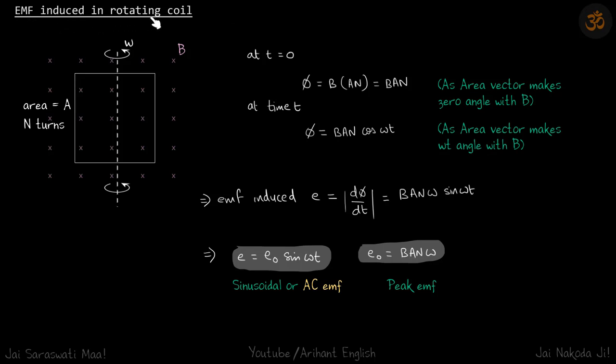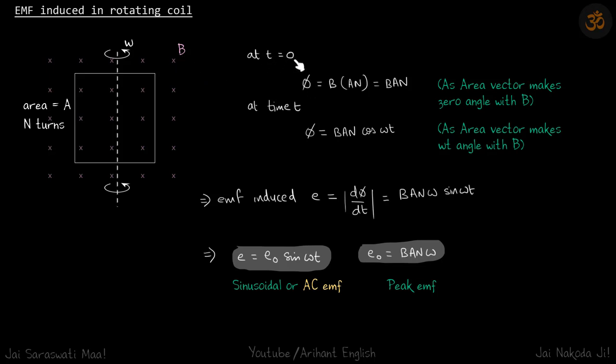EMF induced in a rotating coil. So this is a coil which is kept in a uniform magnetic field and it's rotating with angular velocity omega. Let's say its area is A and it has N turns. So this is its orientation at t equals 0. It is perpendicular to B.